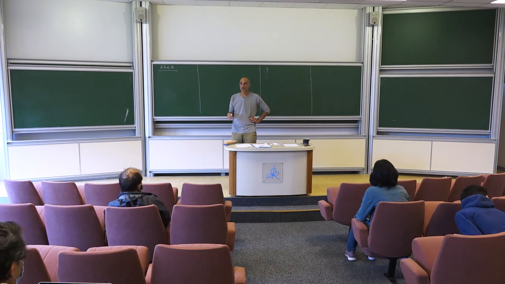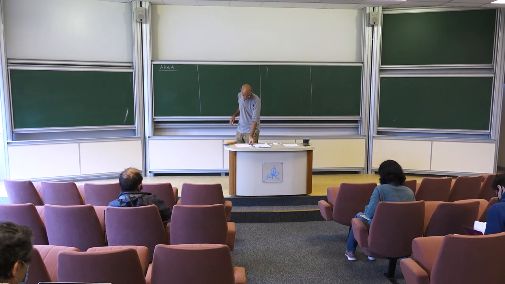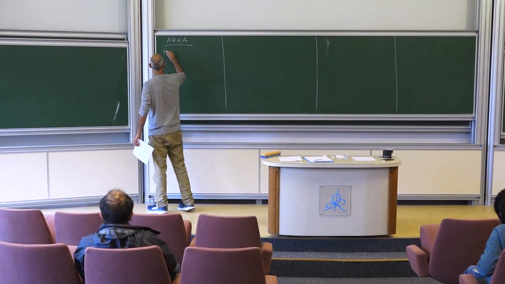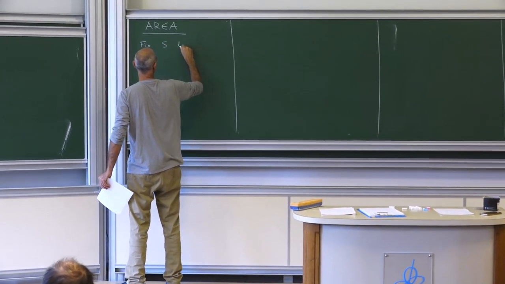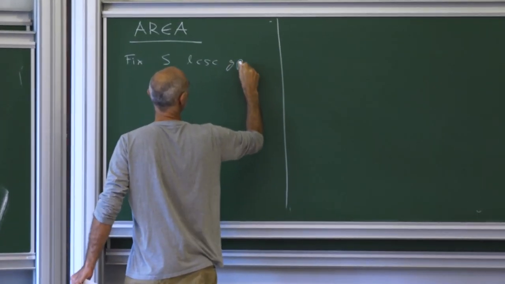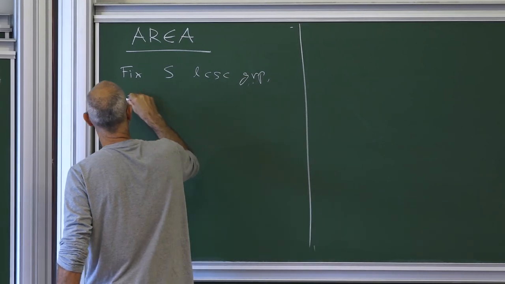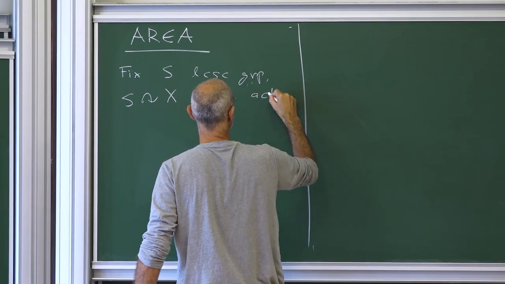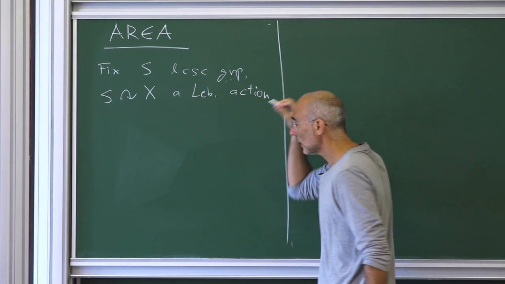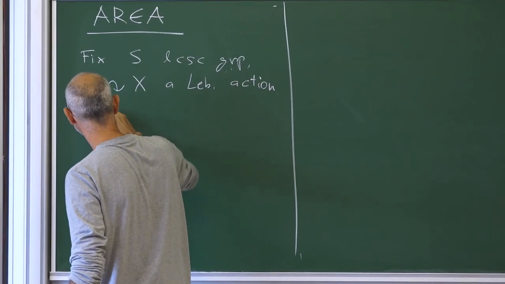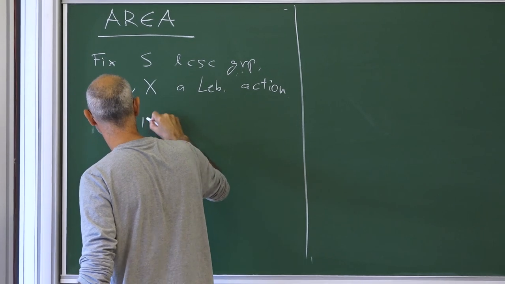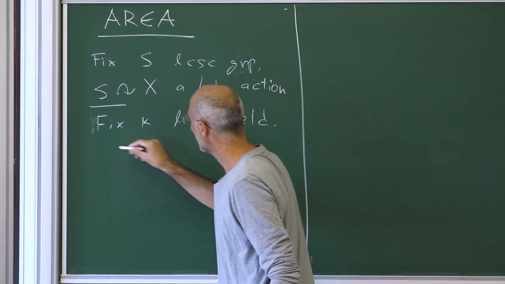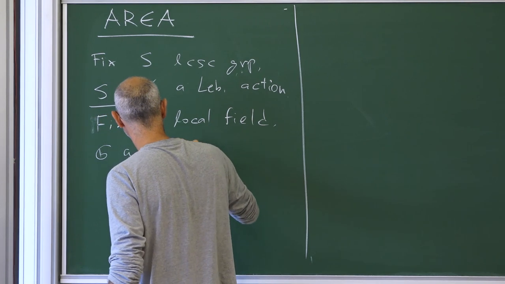And now we're approaching the heart of this course, and this is the definition of an algebraic representation of an ergodic action. So now I fix S, again an LCSC group, and still a fixed Lebesgue action. Moreover, I fix K, as I do always, and G, a K-group.